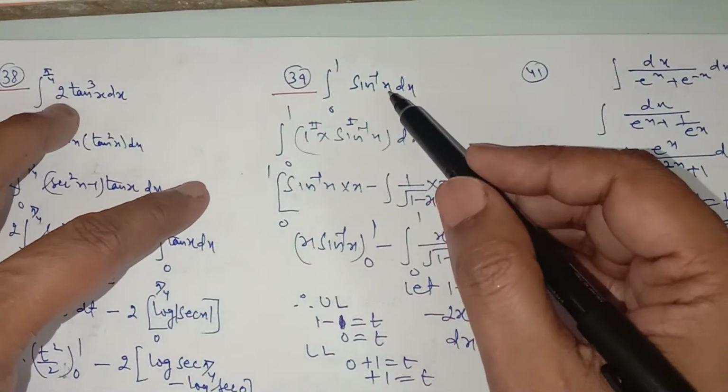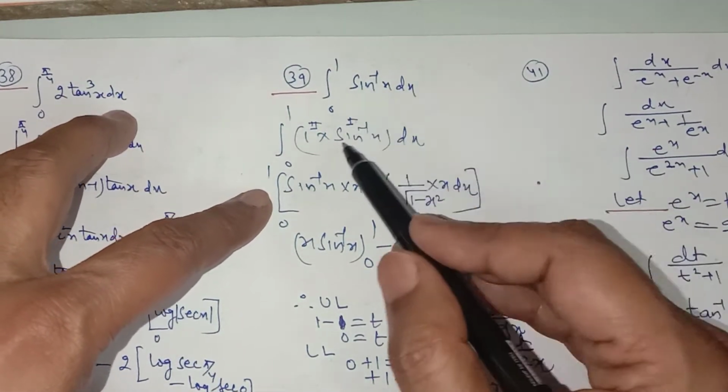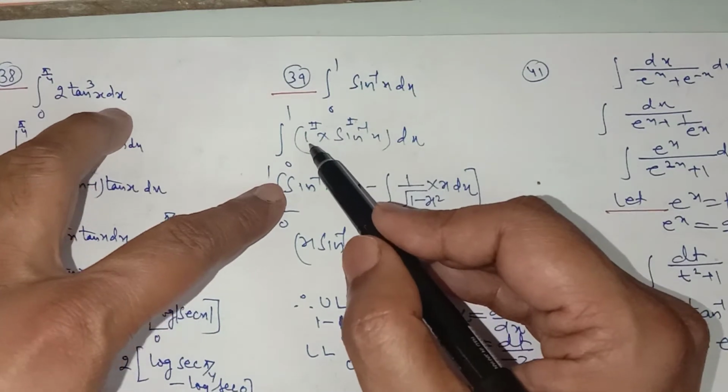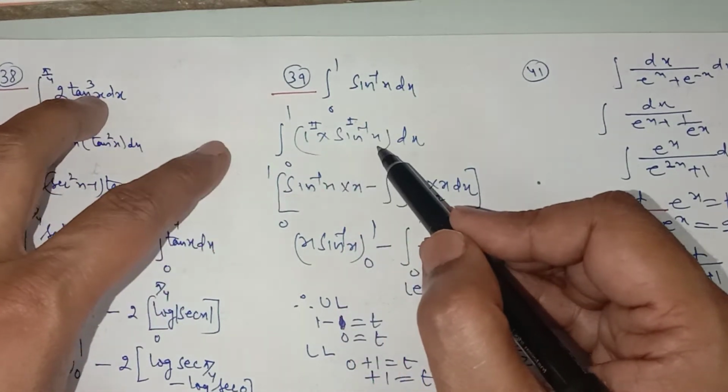Now you know the integration of sine inverse x, how you have to do it. You have to multiply it with 1 and integrate by parts. So multiply with 1, take it as the second function, and sine inverse x as the first function.